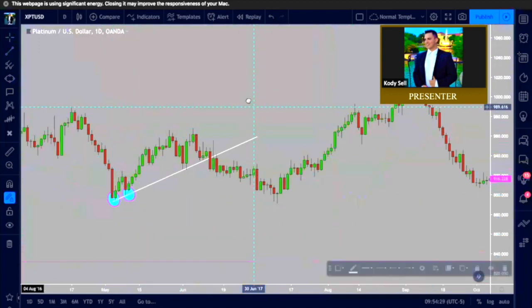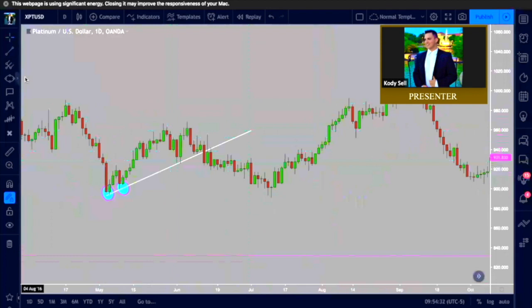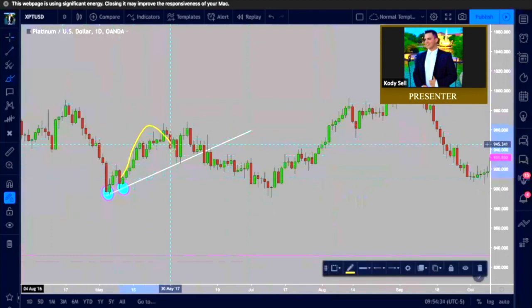What happens? Price comes up, comes back down to our trend line, finds support, bounces up, breaks with a strong candle, retests, finds resistance, continues on to the downside. Beautiful.